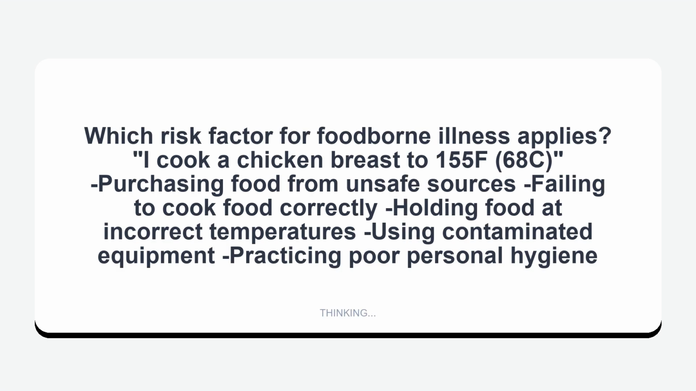Which risk factor for foodborne illness applies? I cook a chicken breast to 155F, 68C. Options: purchasing food from unsafe sources, failing to cook food correctly, holding food at incorrect temperatures, using contaminated equipment, practicing poor personal hygiene. Answer: failing to cook food correctly.